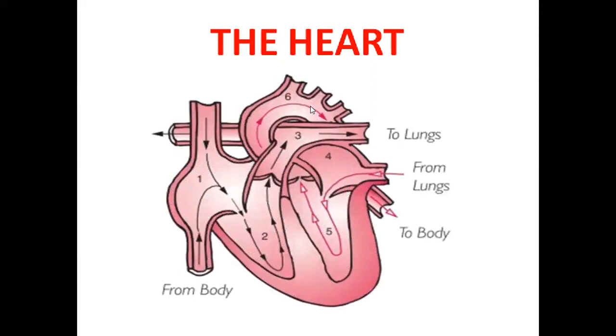So let's look at the heart. This is a cross section of the heart. All right, so it's good to know some of the various parts of the heart. If you cut across the heart, this is what you see. Okay. So see if you can remember what the various parts represent.